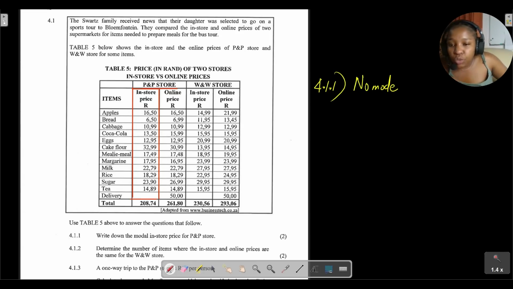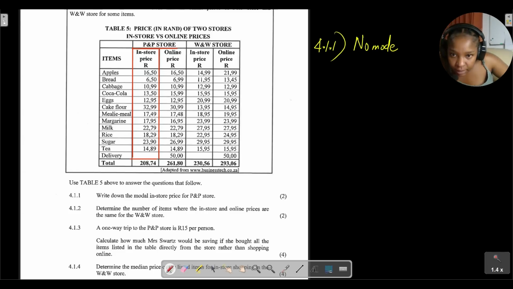Question 4.1.2. Determine the number of items where the in-store and online prices are the same for the W&W store. So now we are focusing our attention on the W&W store. What do we want to see? We want to determine the number of items where the in-store and the online prices are the same. So where can we see that the in-store prices as well as the online prices are the same?